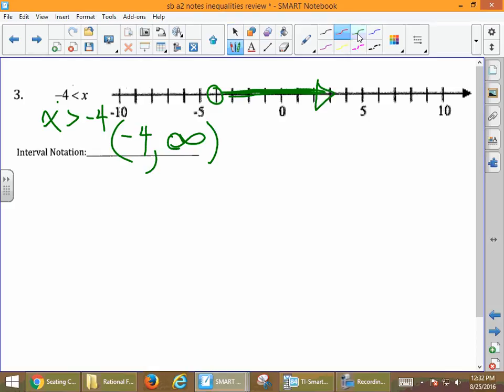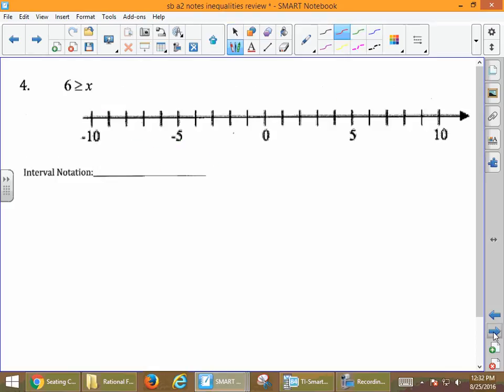So as we look at example number 4, 6 is greater than or equal to x. Let's put our letter on the left so that it's x is, and the 6, letter on the left, move the 6 over here to the right. We're pointing towards the x, so we still need to point towards the x. And personally, I think that that makes it a little bit easier for us to graph.